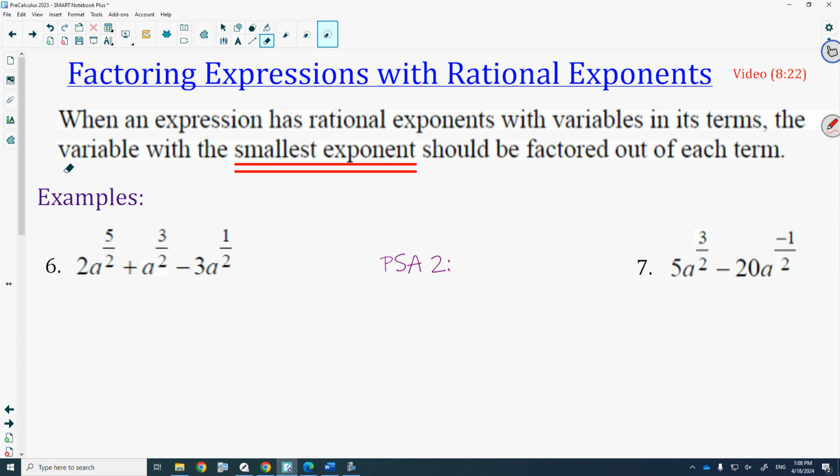So factoring rational exponents. If you look at all of my exponents, they're going to be fractions. How do we factor out fractions? We're essentially factoring out a GCF, and the rule is you always factor out the variable with the smallest exponent. So 5 over 2 is 2.5, 3 over 2 is 1.5, and 1 over 2 is 0.5. So the smallest exponent would be a to the 1/2.